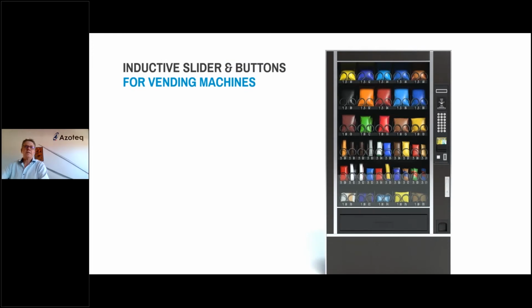Take, for example, something like a vending machine. 2 or 3 ideas to use the inductive sensing in a vending machine. First and foremost, we can make a very nice vandal-proof user interface on the buttons. But then to detect the tray position, typically the tray needs to travel over a distance even as much as 600 or 700 millimeters.